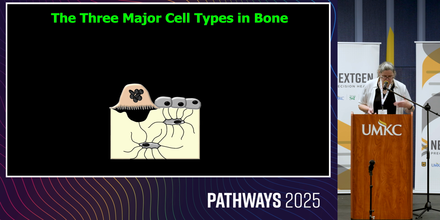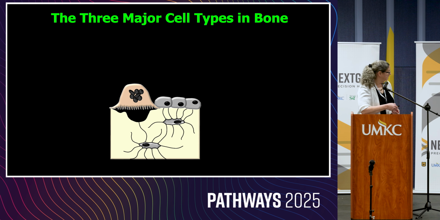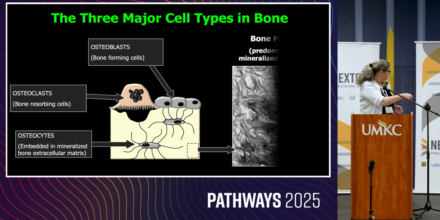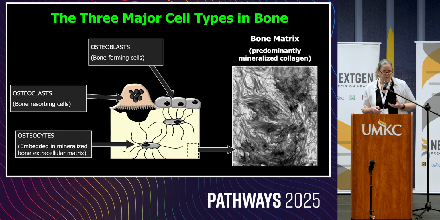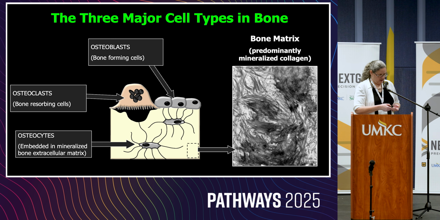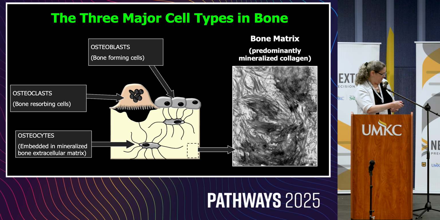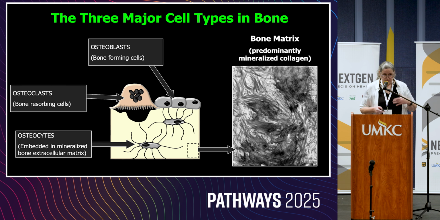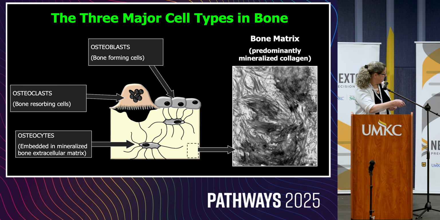Since many of you are not bone people, I think I should introduce you to the three major cell types in bone. First, we have the osteoclasts, which are the multinucleated cells which resorb and remove bone, and they form from fusion of monocyte macrophage precursors. Then we have the osteoblast cells, which are these cuboidal cells on the surface of bone responsible for secreting bone matrix, which will then mineralize.